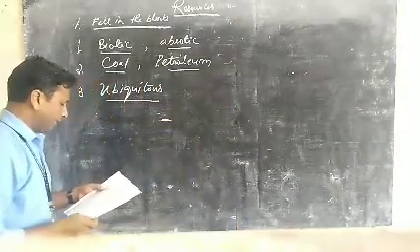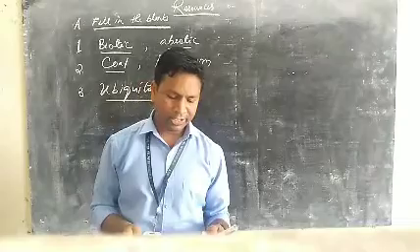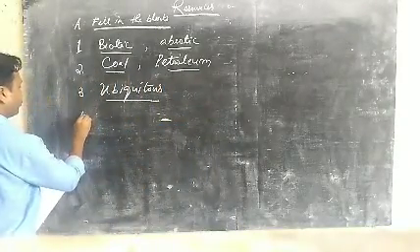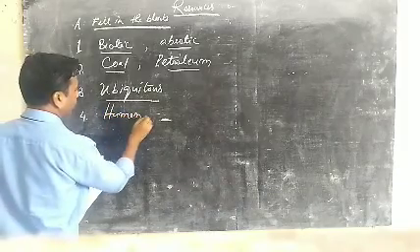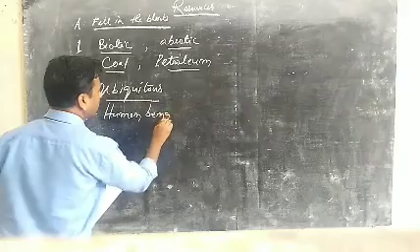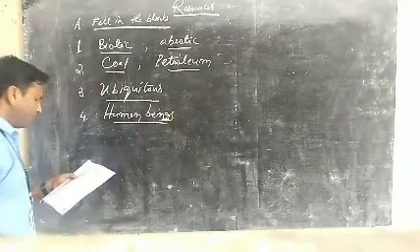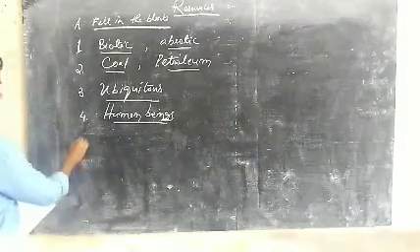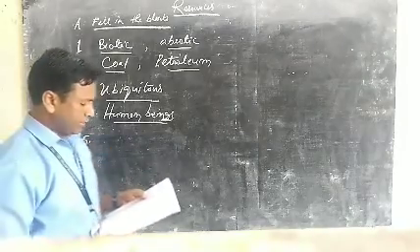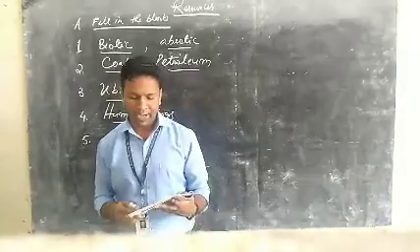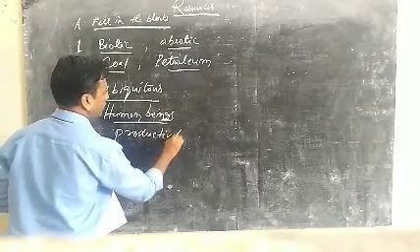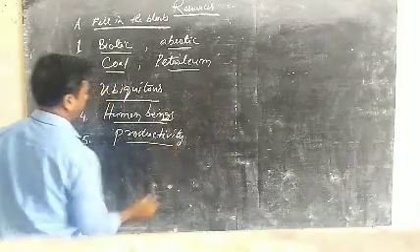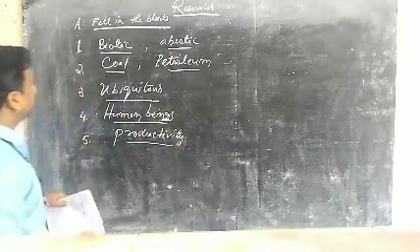Question number 4: human beings are the greatest resource on earth. You must write down human beings. And the last one, question number 5: the rate at which resources are produced by humans is called productivity. So this is the fill in the blanks.